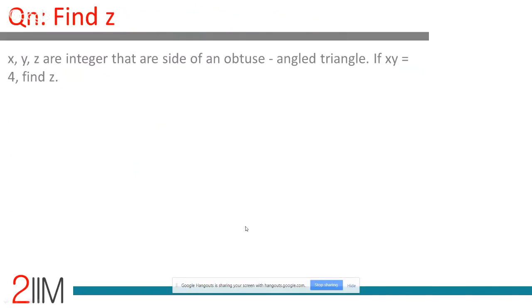Okay, so x, y, z are integers that are sides of an obtuse angle triangle. If x into y is equal to 4, find z. And it should be integers and not integer. x, y, z are integers that are sides of an obtuse angle triangle. If x into y is equal to 4, find z.